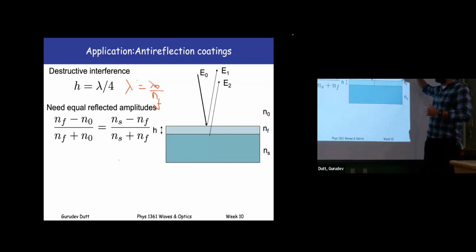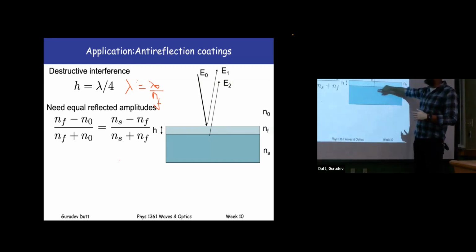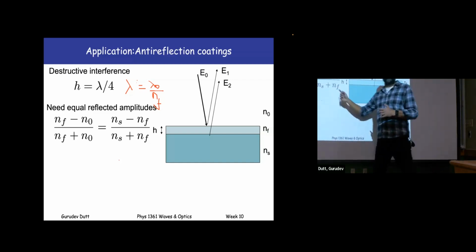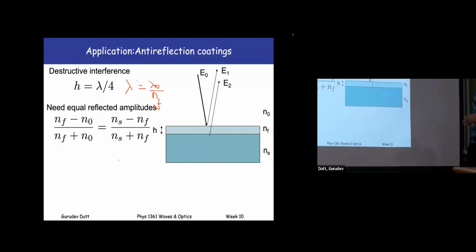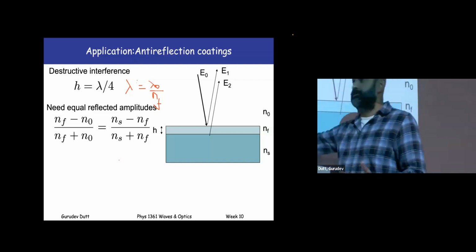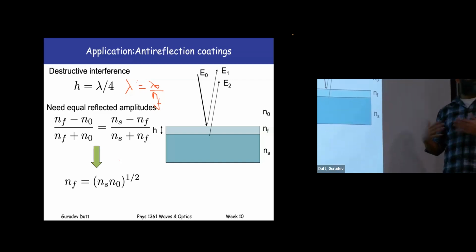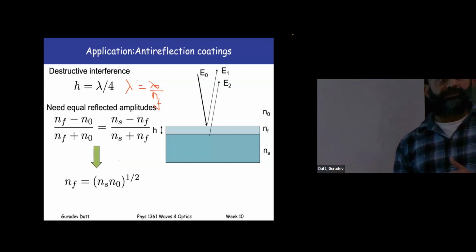So we get just N_F minus N naught divided by N_F plus N naught. That's the reflection coefficient at the first interface. And then the second interface is similarly N_S minus N_F divided by N_S plus N_F. That's the reflection coefficient at normal incidence, just from Fresnel's formula. Okay, so equating these two, because we need equal amplitudes, we obtain a very important relationship: N_F is now not the arithmetic mean, not the average of N_S and N naught, but the geometric mean. That's what this relation tells us.